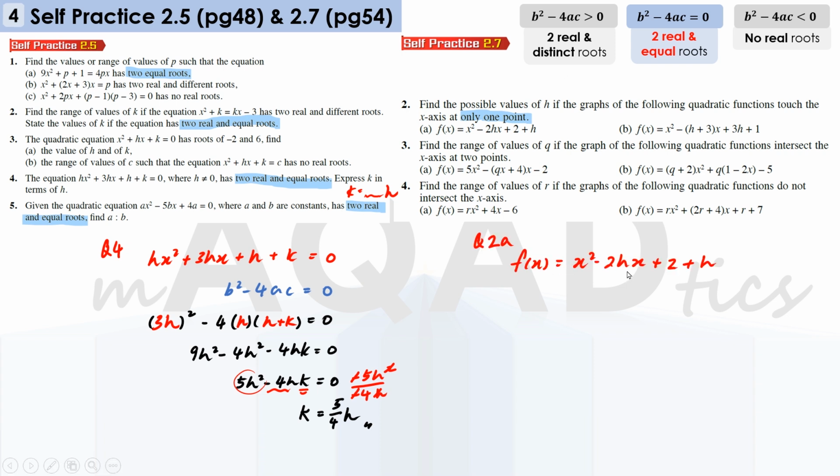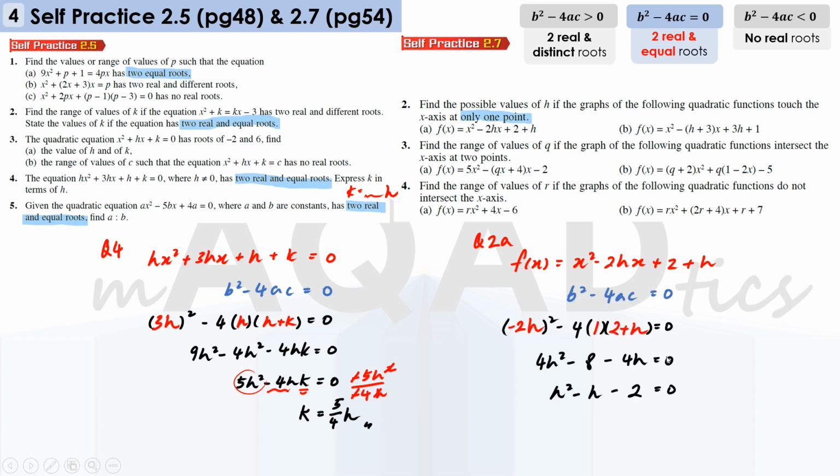Let's go through another example, question 2a. We can find the values of a, b, and c already. So a is 1, b is negative 2h, c is 2 plus h. Substitute inside. Then you will see that we have this quadratic equation. If you look back at the question, it says find the possible values of h. We need to find the value of h now.